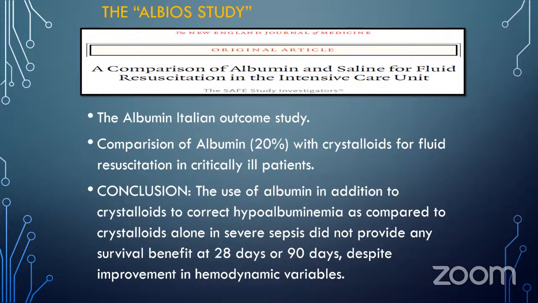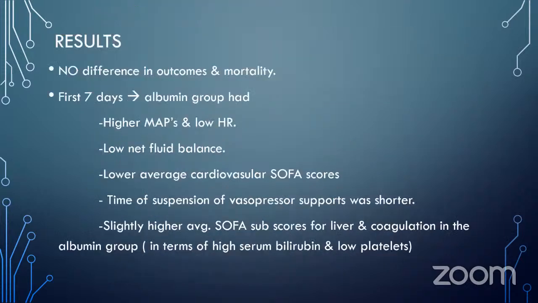So they concluded that the use of albumin in addition to crystalloids to correct hypoalbuminemia, as compared to crystalloids alone in severe sepsis, did not provide any survival benefit at either 28 days or 90 days despite improvement in the hemodynamic variables. So if you see, there was not much significant difference in the outcomes and mortality, but they found that the albumin group had a significantly higher MAP in the initial days and lower heart rates, lower net fluid balance, lower average cardiovascular SOFA scores.